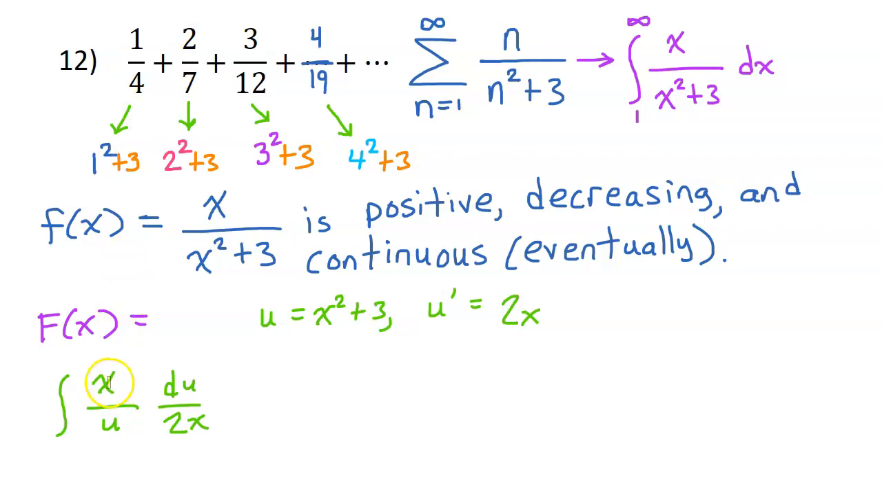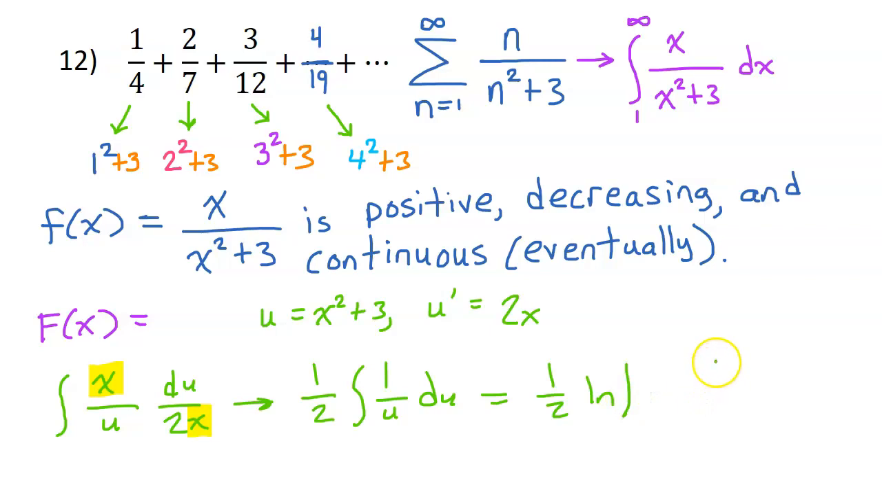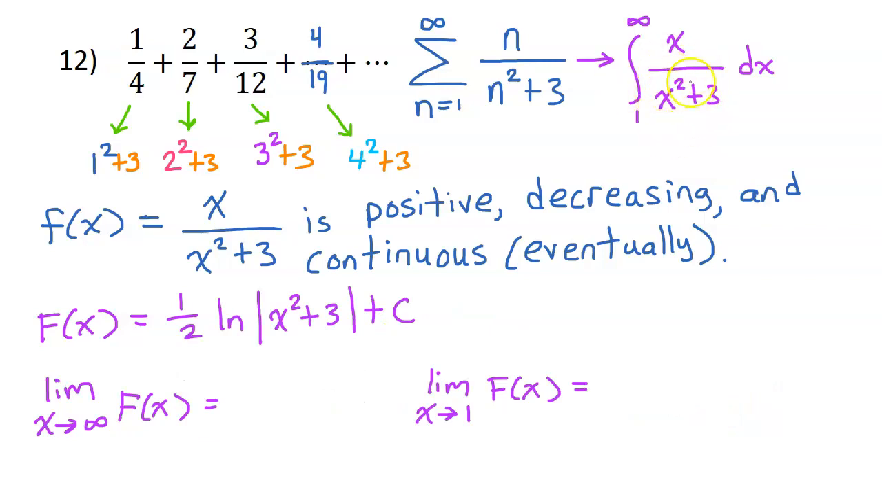But then we notice that the x's cancel each other out. This 2 in the denominator is going to come out to the front as a 1/2. So we have 1/2 of the integral of 1 over u du. This is 1/2 times the natural log of the absolute value of u. Remember, u is x squared plus 3. So this is the antiderivative. We can evaluate this improper integral by finding the limit of the antiderivative as x approaches infinity and the limit of the antiderivative as x approaches 1.